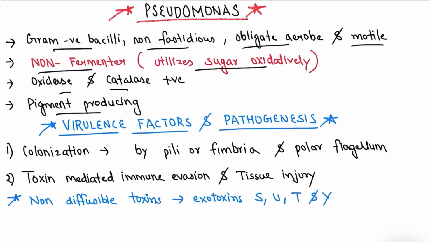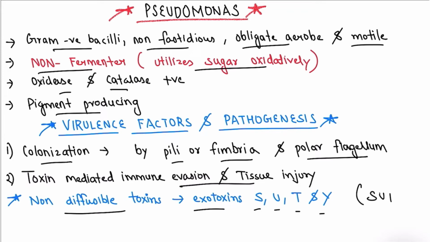Now coming to the virulence factor and pathogenesis. Colonization. How does the Pseudomonas get colonized on the host? By pili or fimbria or by polar flagellum. Now coming to the important part, that is toxin mediated immune evasion and tissue injury. There are two types of toxin. The first one is non-diffusible toxin. In non-diffusible toxin we have exotoxin S, U, T, Y. You can remember this by SUTY.